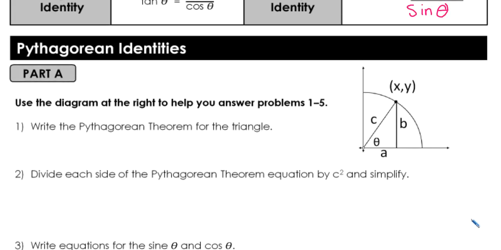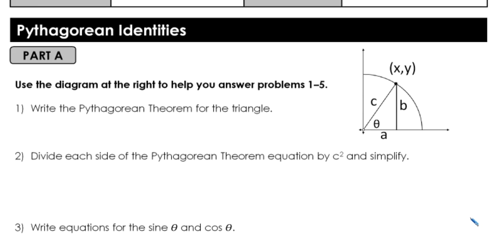One group of those is called the Pythagorean identities. We're going to walk through some steps here to help us figure out those Pythagorean identities. First thing we're going to remember is the Pythagorean theorem. For the triangle to the right here, we see that c is the hypotenuse. So the Pythagorean theorem would be a squared plus b squared equals c squared. That part we should know from geometry.